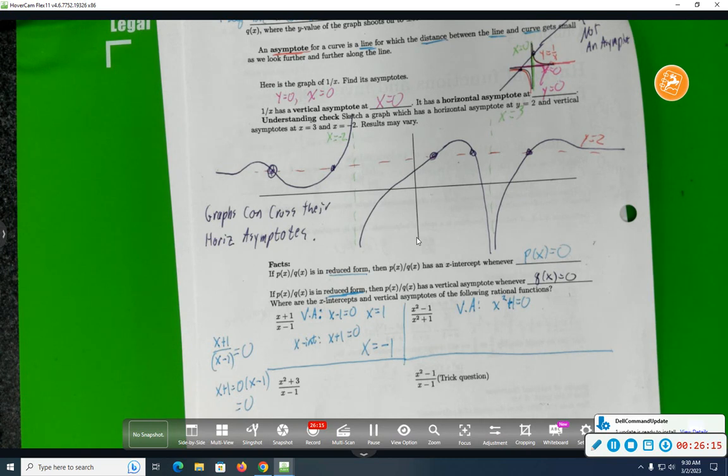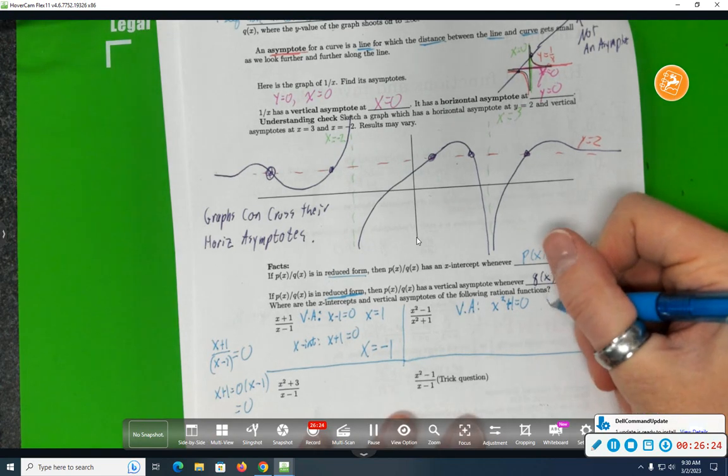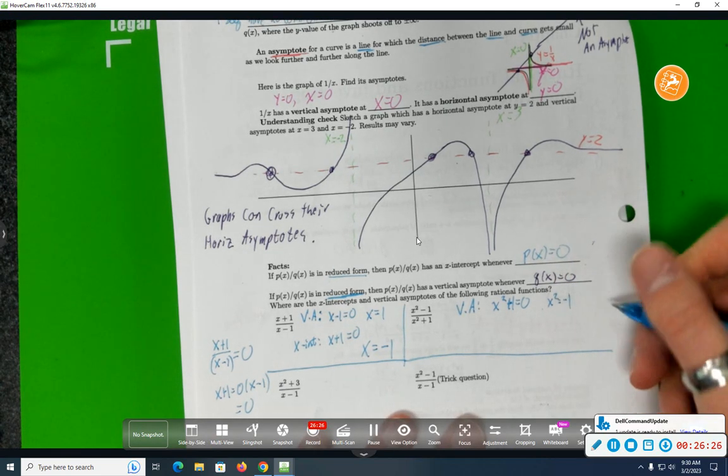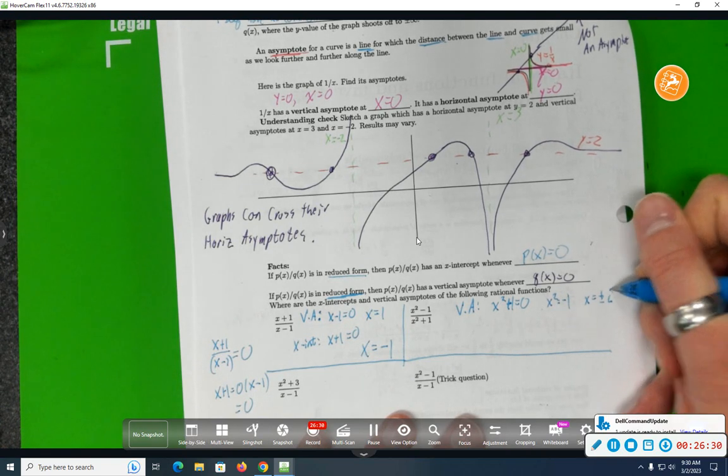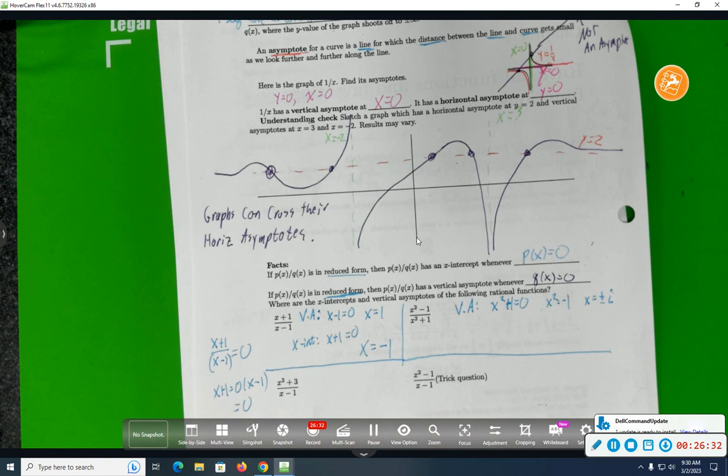Not 1. Plus or minus i. Yeah, so if you wanted to solve this, you would say, well, that means x squared is negative 1. x is plus or minus the square root of negative 1, so plus or minus i.